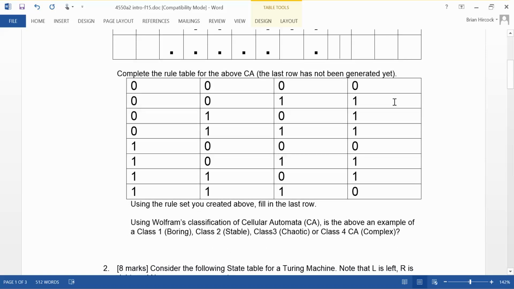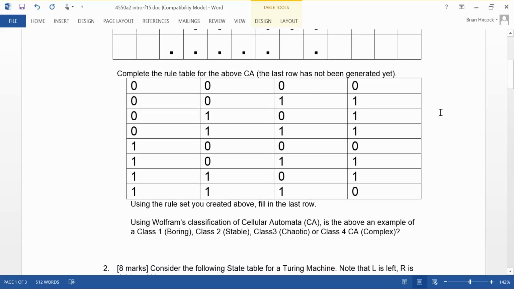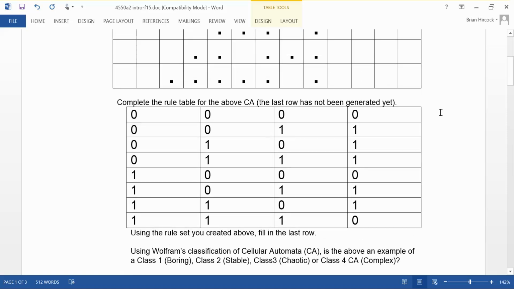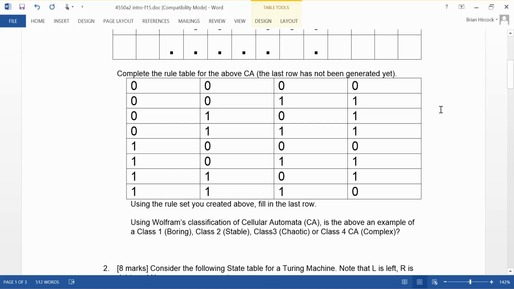You're also asked what class this CA would be in. Is this boring? Boring means it turns into all zeros or all ones. That doesn't appear to be the case. Is it stable, meaning it's not going to change from one generation to the next? The same ones will be on or off. That's not the case.